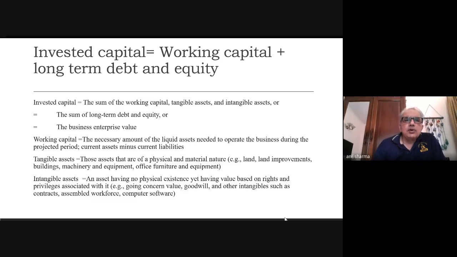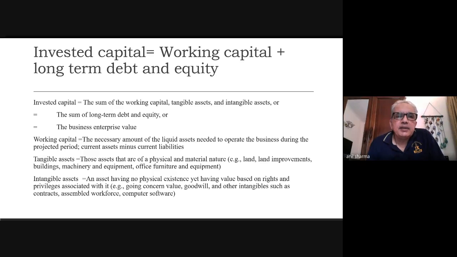Okay. So again, the invested capital, this is the same thing, that basically invested capital is used in investment of intangible assets, tangible assets, and working capital. And this is the sum total of the debt and equity. So that is the fundamental equation between the invested capital and the assets and the working capital, right?